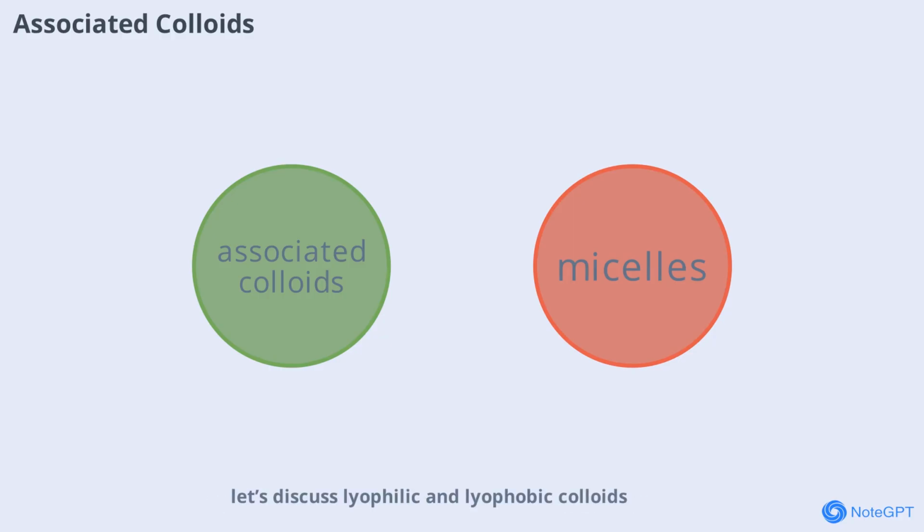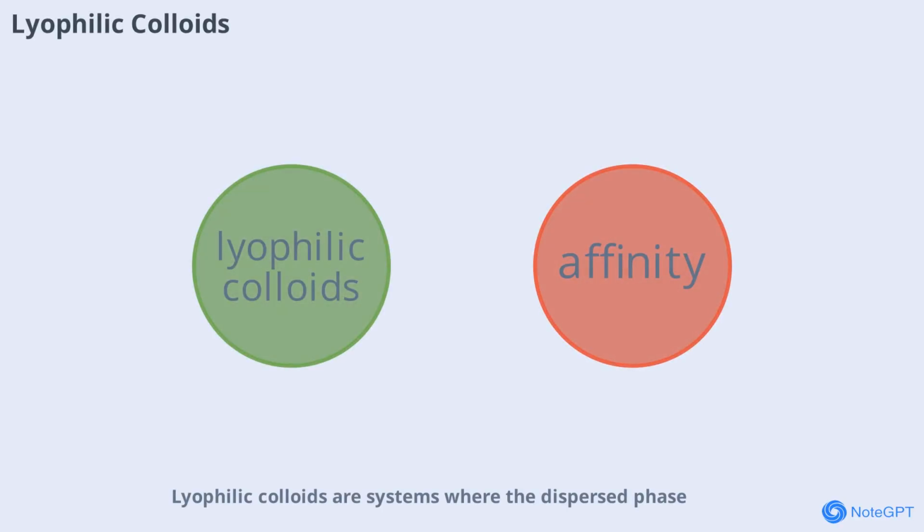Now, let's discuss lyophilic and lyophobic colloids. Lyophilic colloids are systems where the dispersed phase has a strong affinity for the dispersion medium. These colloids are stable and reversible, meaning they can be reconstituted after precipitation. Examples include starch and gelatin in water. Lyophilic colloids are used in food, pharmaceuticals, and cosmetics due to their stability and ease of preparation.